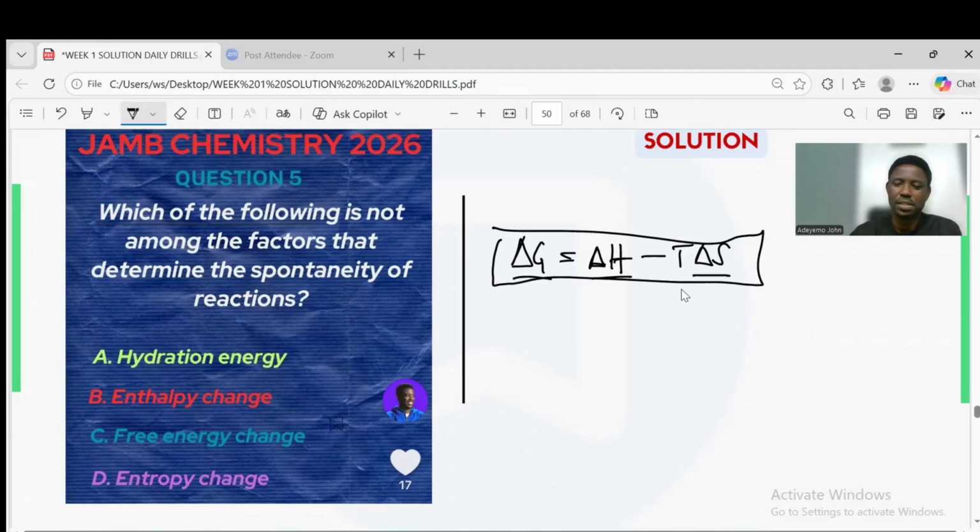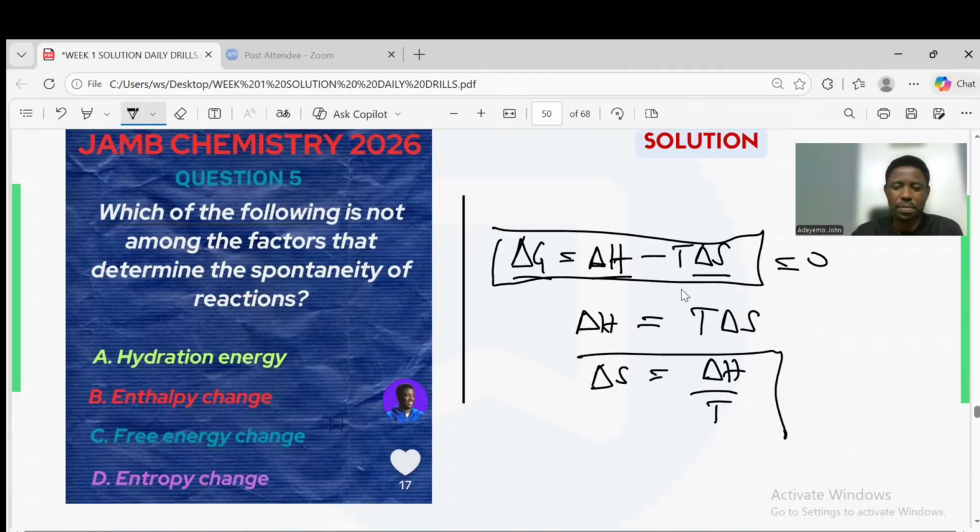So if delta G is 0, the reaction is in equilibrium, then you have delta H equals T delta S. And so change in entropy will now be enthalpy over temperature. That is the formula for calculating the entropy. I hope you have seen that.